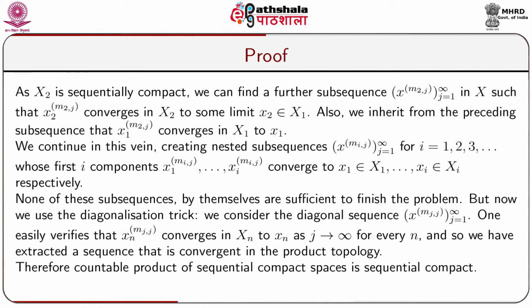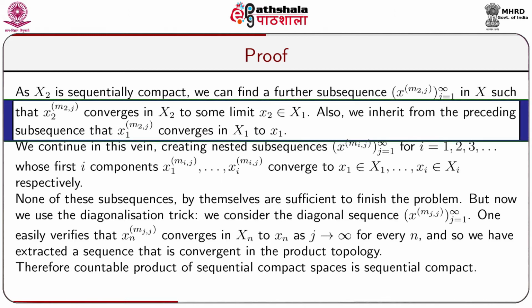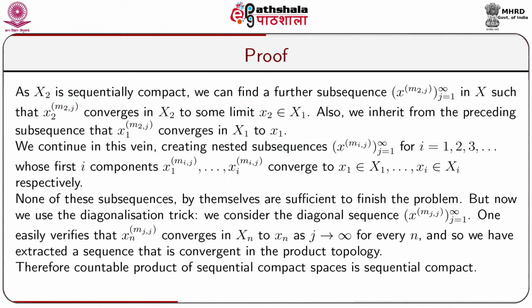Now, in this subsequence, consider the second coordinate x_2^{m_{1j}} in capital X_2. As X_2 is again sequentially compact, we can find a further subsequence x^{m_{2j}}, j equal to 1 to infinity in capital X, such that x_2^{m_{2j}} converges in X_2 to some limit x_2 belongs to capital X_2. Also, we inherit from the preceding subsequence that x_1^{m_{2j}} converges in X_1 to x_1.